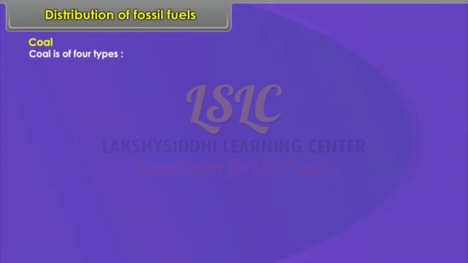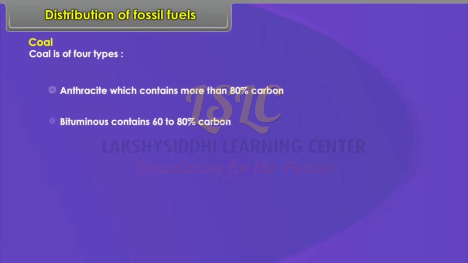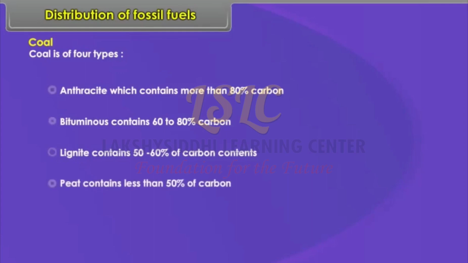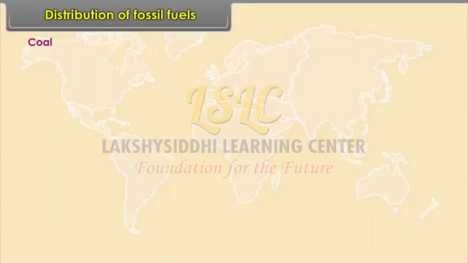Coal is of 4 types. They are anthracite, which contains more than 80% carbon. Bituminous contains 60 to 80% carbon. Lignite contains 50 to 60% of carbon contents. Peat contains less than 50% of carbon. Coal. World distribution: Russia, USA, China, Australia, parts of Western Europe, South Africa and India.